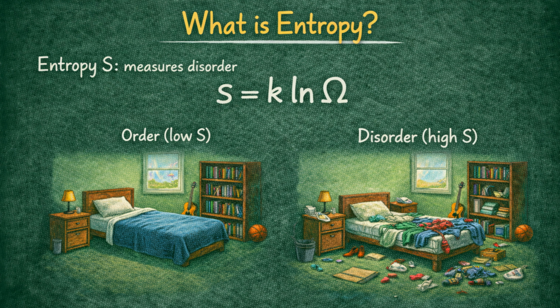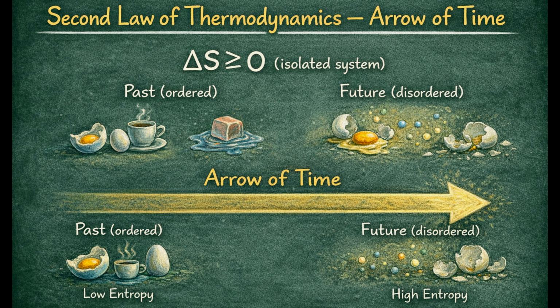Switching gears, in thermodynamics, entropy measures disorder, or the number of microscopic states, omega, consistent with a macroscopic state. Boltzmann's famous formula, S equals k log omega, relates entropy to probability. High entropy means many possible arrangements, disorder. Low entropy means few, order.